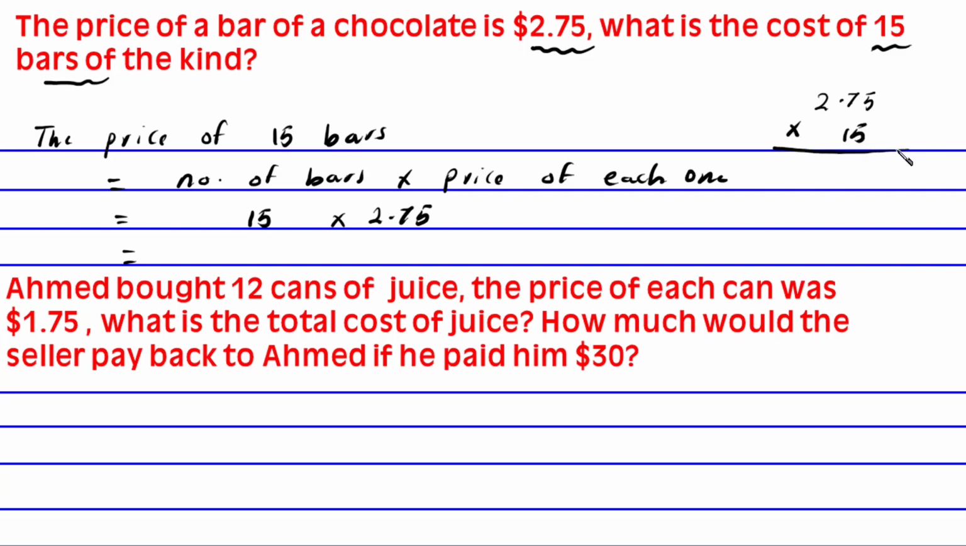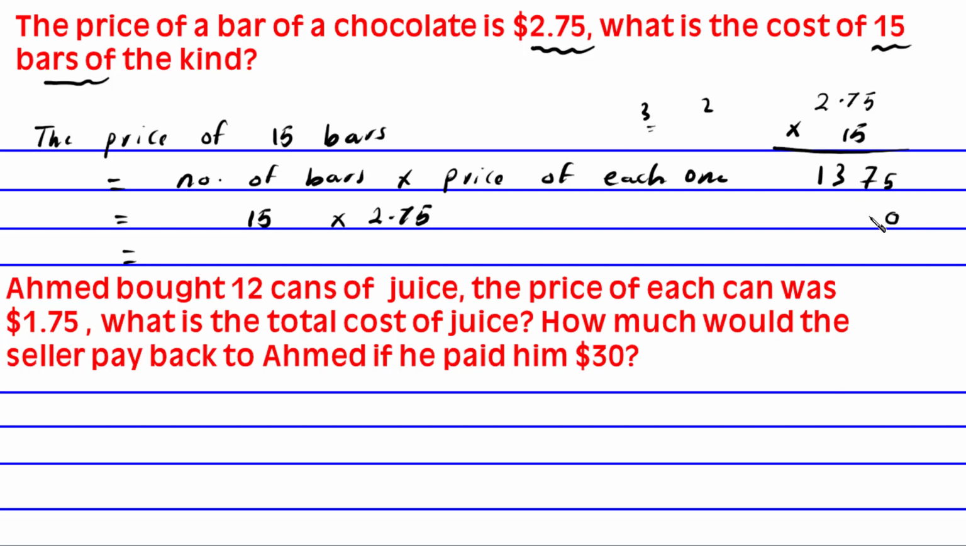Can multiply as we studied before. Start with the ones place. 5 times 5, it will be 25. Write 5 and keep 2. 5 times 7, it will be 35. 35 plus 2, it will be 37. Write 7 and keep 3. 5 times 2, it will be 10. 10 plus 3, it will be 13. Write 13 here. Write 0 in ones place and go to the tens place.